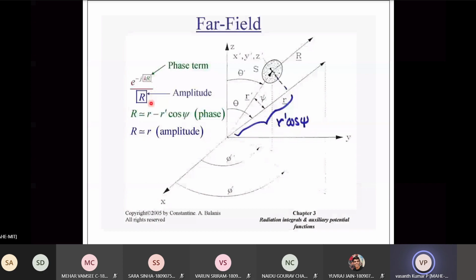You can't treat capital R equal to small r. But you can consider this equation. You can treat these lines as parallel. Although they are not exactly parallel, if r is very large, you can treat capital R and small r lines as parallel. So you can take capital R is nearly equal to small r minus r dash cos phi. Have you understood this?